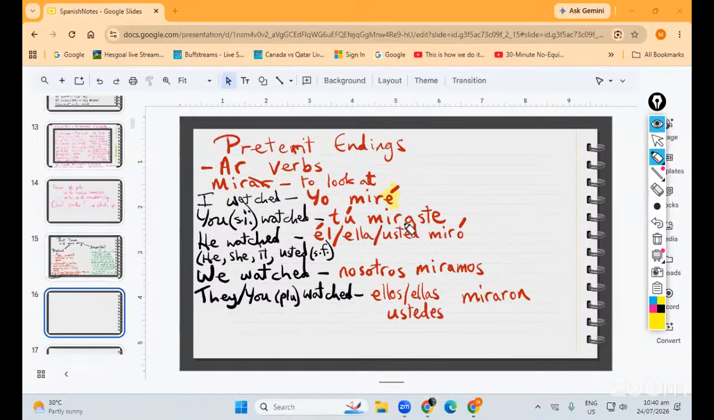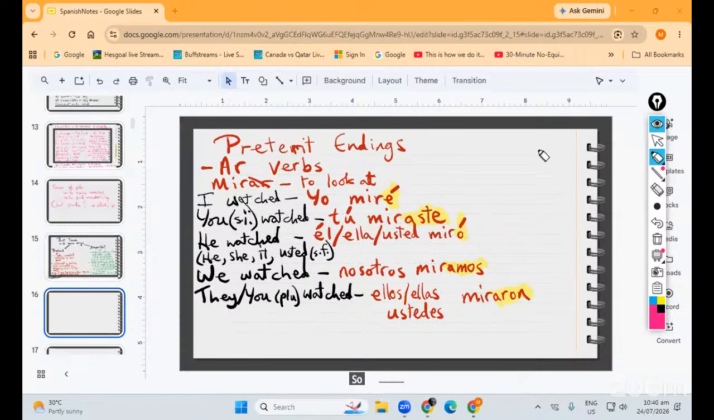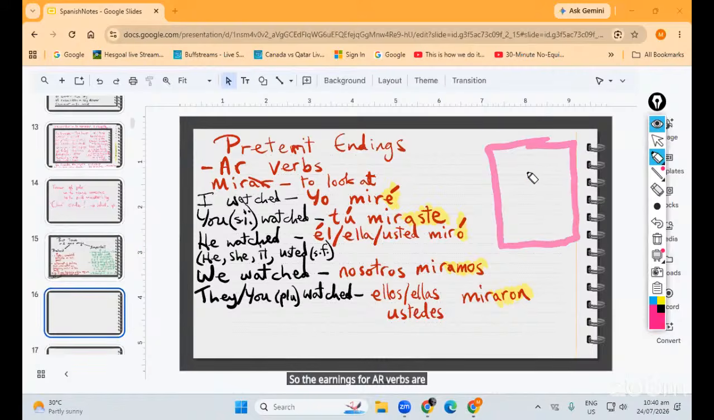All right, so if we have an AR verb and we want to change that to say past tense action, these are the endings we add, right? So in your notes, please, well, I'm using a highlighter, but you could use an underline, you could use a different color, but highlight the endings, right? So the endings for AR verbs are é, aste, ó, amos, aron, right?